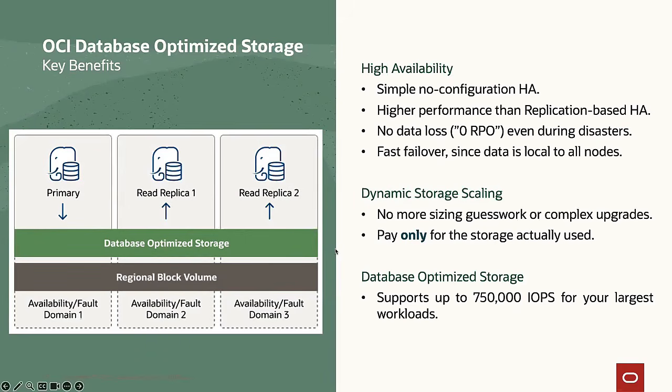We have a zero recovery point objective. RPO is an industry term for how much data you would lose in the event of a disaster. Thanks to our database optimized storage layer, we are able to offer a zero RPO, a zero recovery point objective, meaning no data loss. And then there's fast failover as well, because that data is local to all nodes. So when you're failing over, the data is already there. It doesn't have to be recreated as part of that failover.